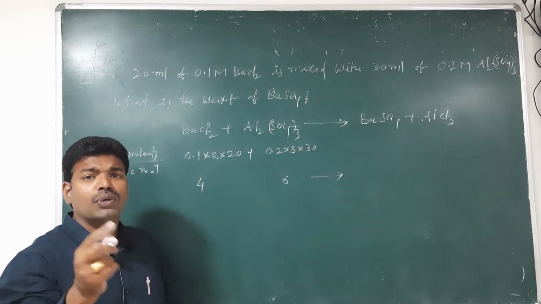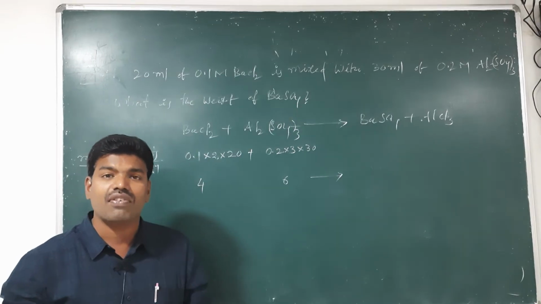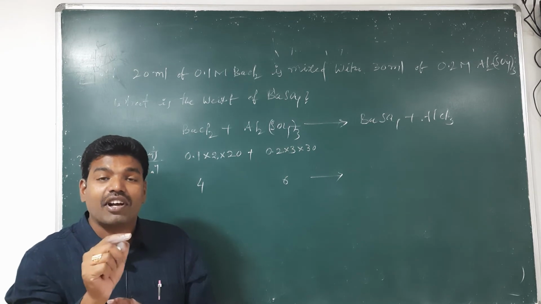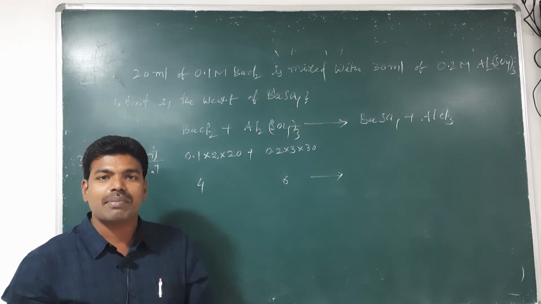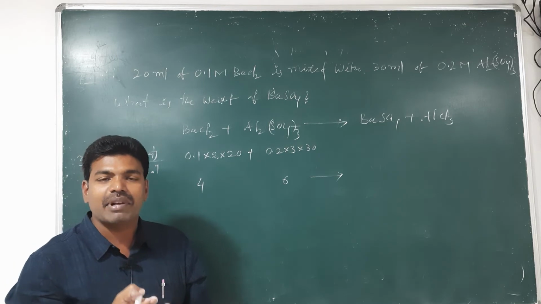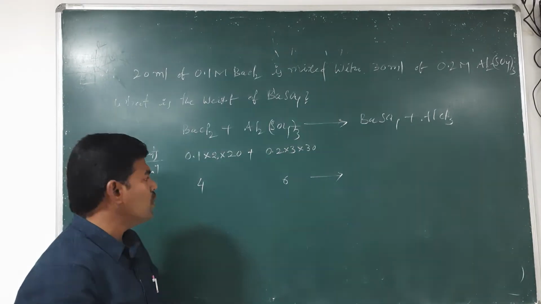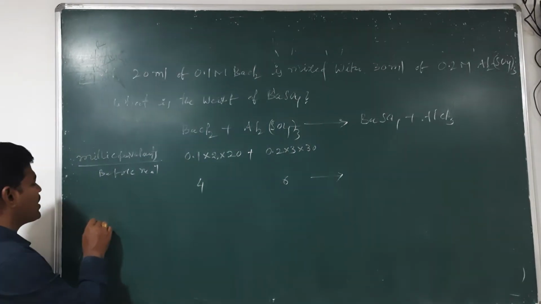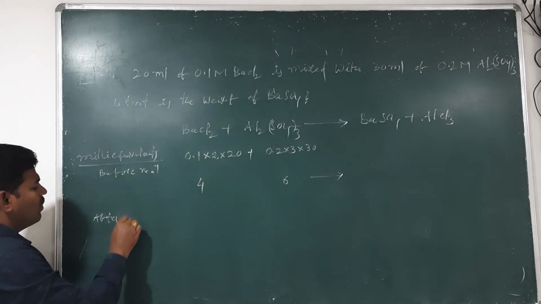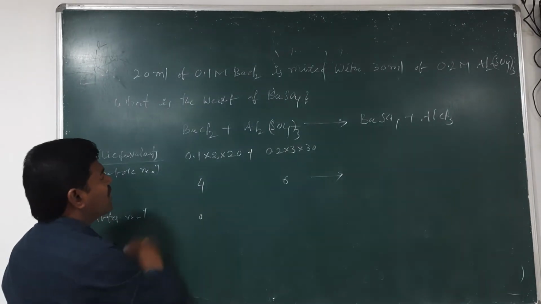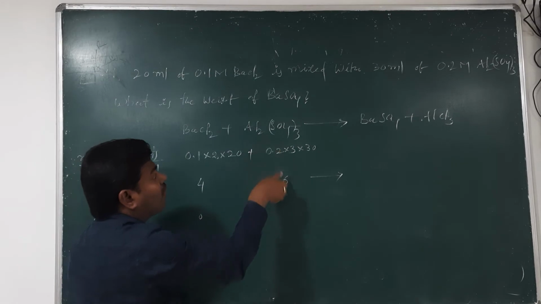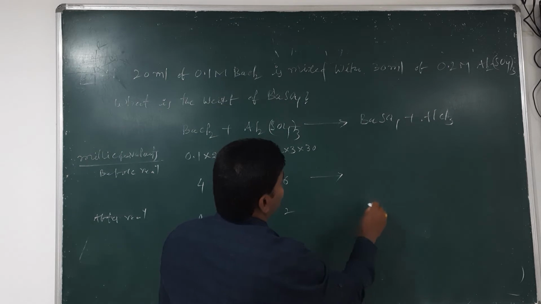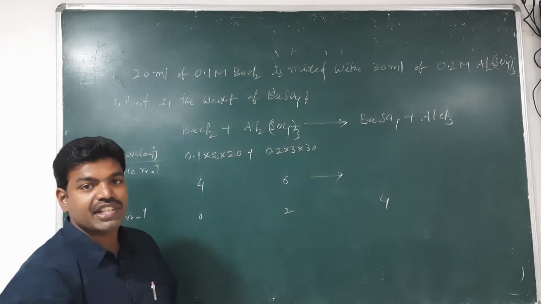Okay, already I told you when I was explaining the concept of equivalent. Actually, the concept of equivalent is introduced to compare the reacting weights of chemical substances which are taking part in a chemical reaction, right? So, 4 equivalents reacts with only 4 equivalents. So, after reaction, the milli equivalents of barium chloride is 0 and milli equivalents of Al2SO4 is 2, and here how many milli equivalents are formed? 4 milli equivalents of barium sulphate is formed.